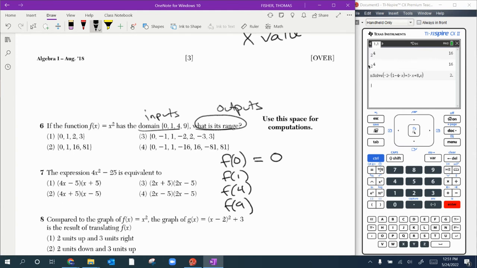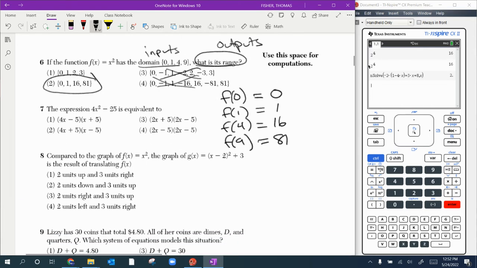So 0 squared is 0, 1 squared is 1, 4 squared is 16, 9 squared is 81, and that's it. We're not square rooting here, which is why there's no negatives or anything. It's trying to trick you into thinking there are some negatives involved, but no, it just wants the outputs. It just wants the y values, which is just the 0, 1, 16, 81, done. Choice 2.